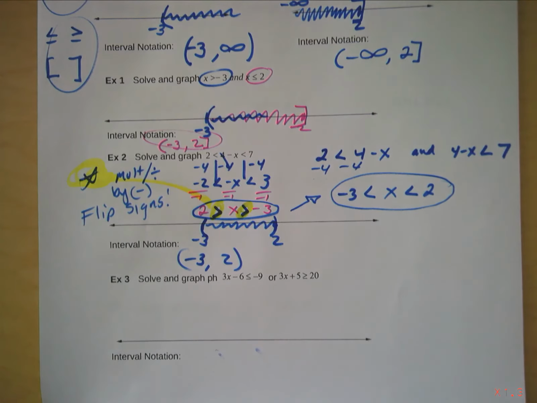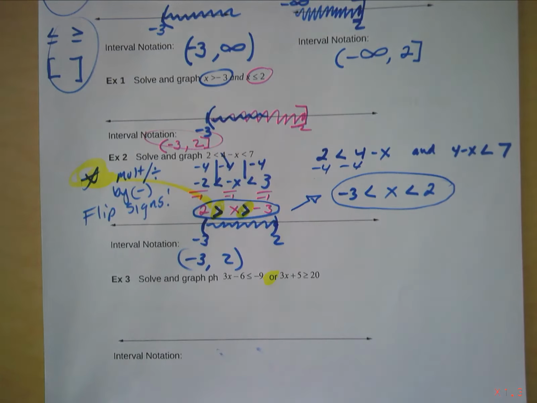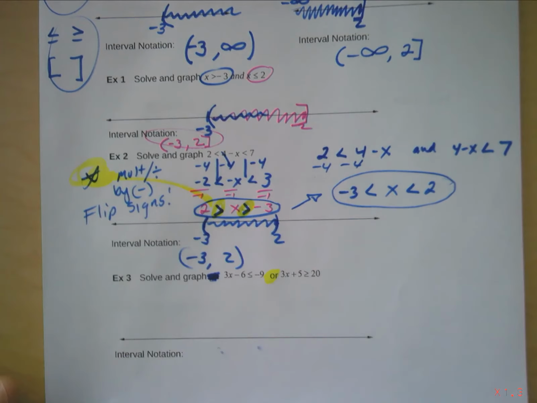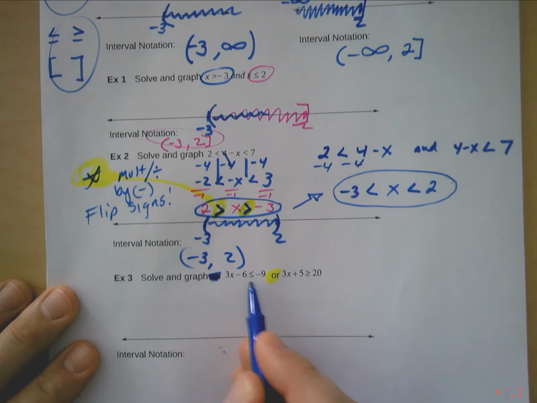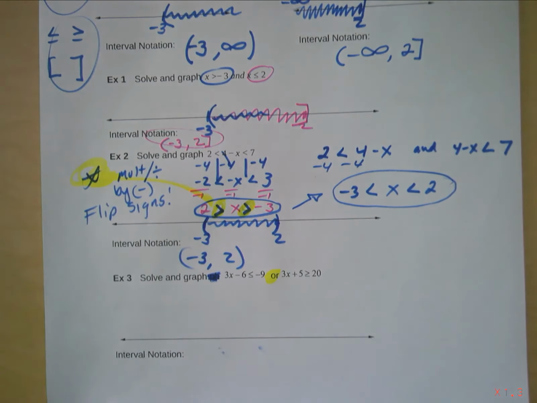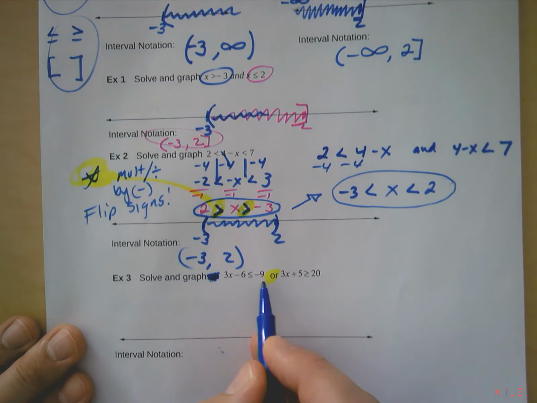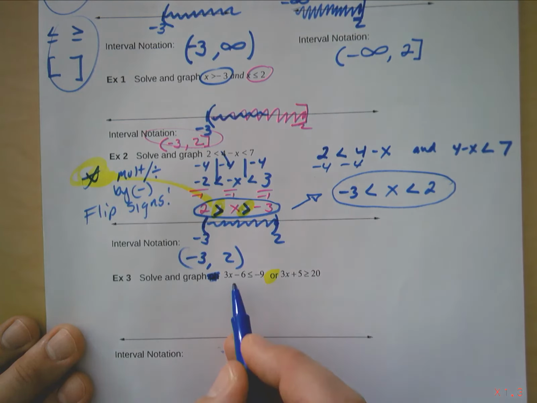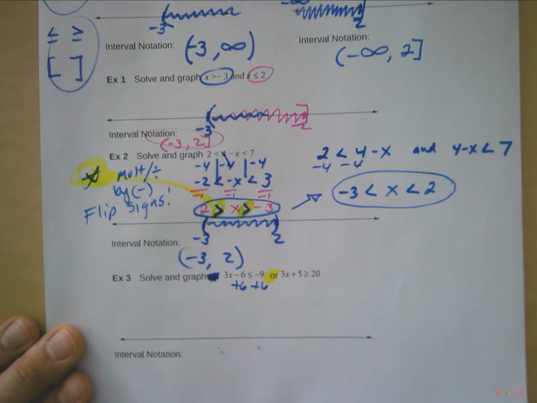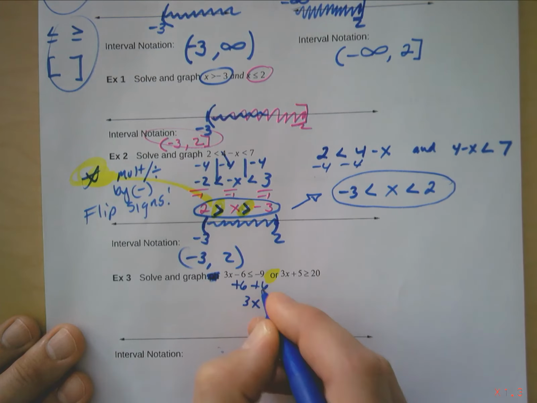So example 3. This time I have graph and solve these guys. Why it says pH there? That must be a typo or something, so I can scribble that out. So I have 3x minus 6 is less than or equal to negative 9, or 3x plus 5 is greater than or equal to 20. Okay? So I'm going to solve each one of these individually. So let's do this one first. First one. Okay, so the first thing I'm going to do, I'll add the 6 over. So I've got 3x is less than or equal to negative 9 plus 6 is negative 3.